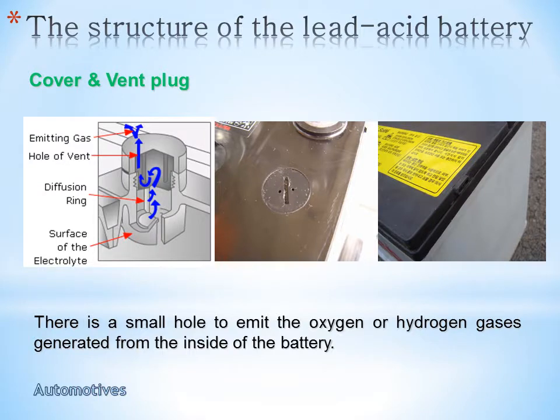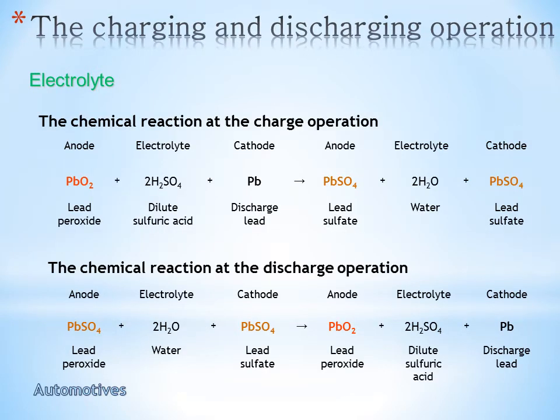The structure of the lead acid battery. Cover and vent plug. There is a small hole to emit the oxygen or hydrogen gases generated from the inside of the battery. The structure of the lead acid battery. Electrolyte. Look at the chemical reaction at the charge operation. Anode, lead peroxide, plus electrolyte, dilute sulfuric acid, plus cathode, discharge lead. The result. Anode, lead sulfate, plus electrolyte, water, plus cathode, lead sulfate.